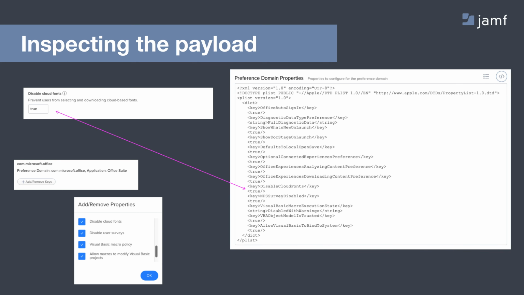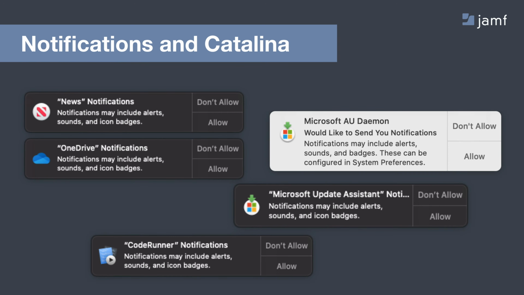And in this case, you use the add remove keys button inside this payload to prevent those settings from being included in the property list. So by unchecking some of those checkboxes, you reduce the size of the plist and those keys don't get sent down to the users. Thanks, Paul.